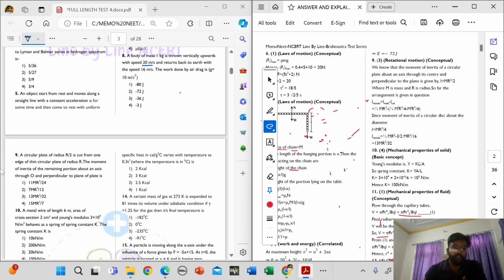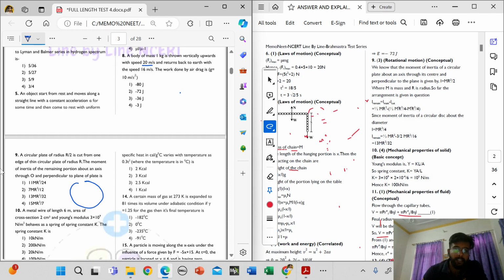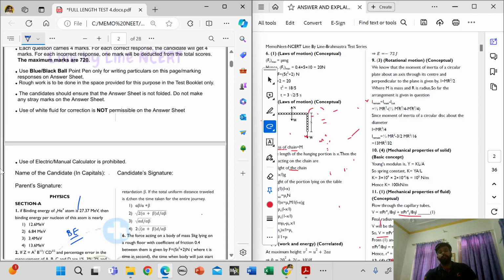A circular plate of radius r by 2 is cut from the edge of a thin circular plate of radius r. You are given a radius r plate, and a circular plate of radius r by 2 is cut down. So calculate the moment of inertia of the remaining part through this point O and perpendicular to the plane of the plate.